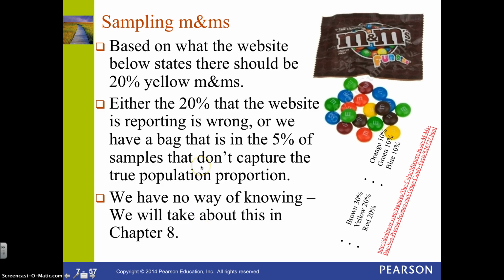So when you do this, you're never positive whether or not you actually have the true population proportion in your interval. You can just be 95% confident that you think you do.